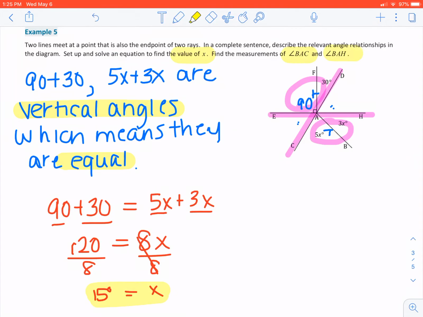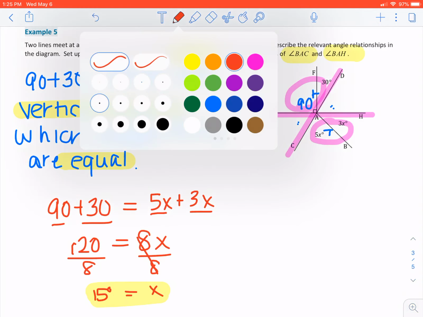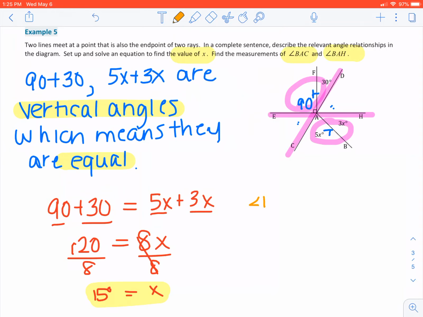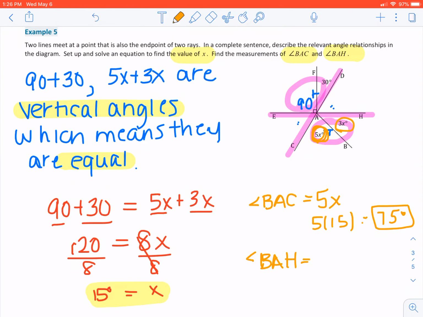We also have to find BAC and BAH. So let me go to another color. We'll do BAC. So BAC, this angle right here, which is 5x, so 5 times 15. I'm going to take my calculator to do that real quick. So 15 times 5 gives us 75. So that's the measure of one of the angles. The other angle is BAH. So if I trace that, I get 3x. So just replace your x with 15 so that when I multiply those together, I get 45.